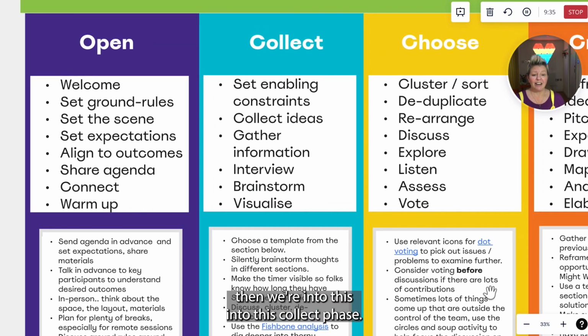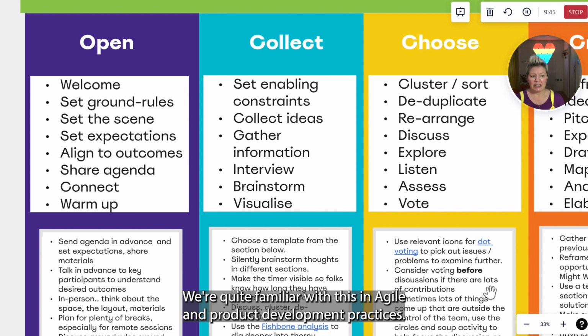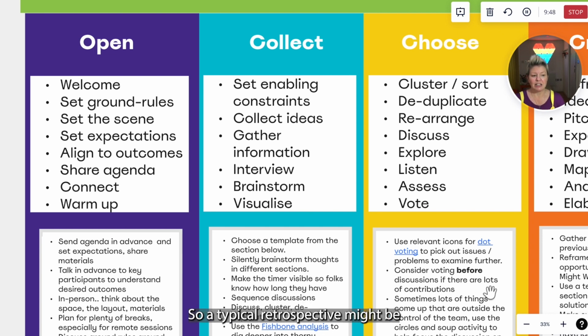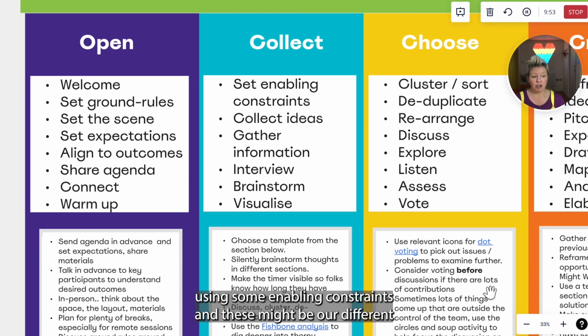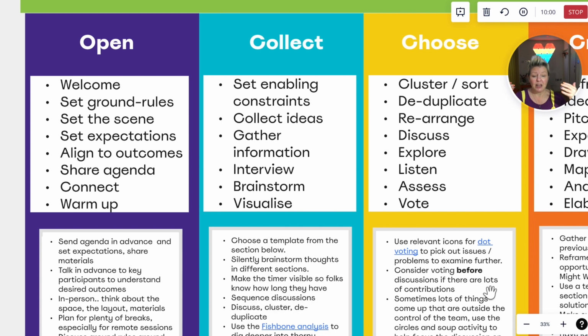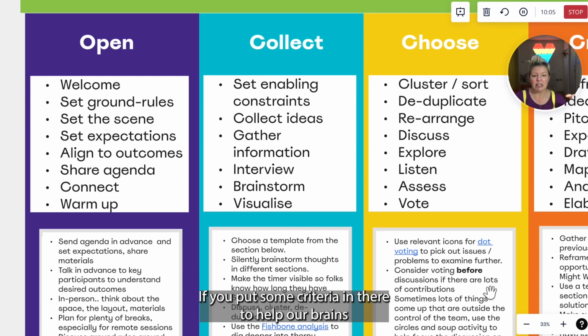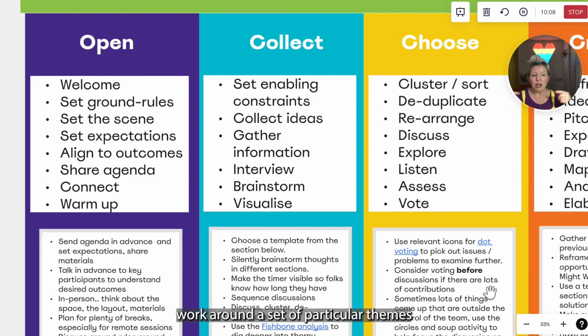Then we're normally into this collect phase. So this is about gathering information, brainstorming. We're quite familiar with this in agile and product development practices. So our typical retrospective might be using some enabling constraints, and these might be our different retrospective heuristics to help serve as thinking prompts. Enabling constraints help us be more creative if you put some criteria in there to help our brains work around a set of particular themes.